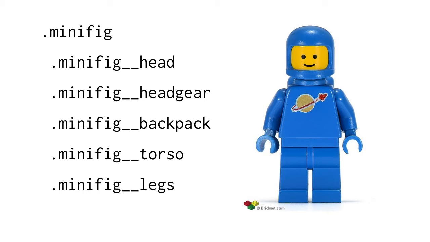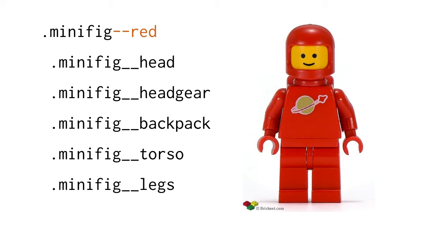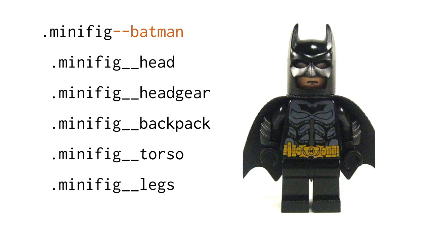And then you can also get different colored minifigs, right? Well, those are your modifiers. You have minifig red, minifig yellow, minifig Batman, and so on and so forth.